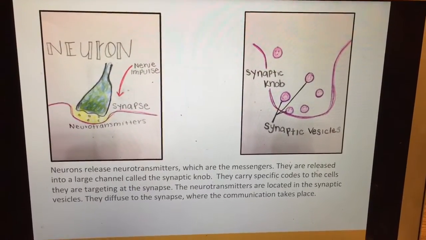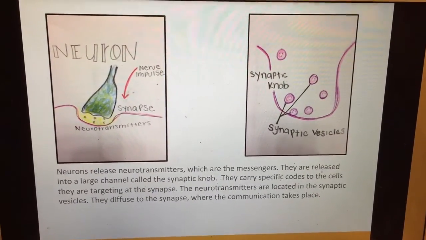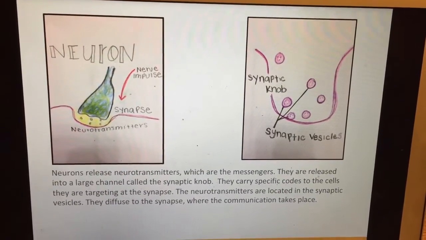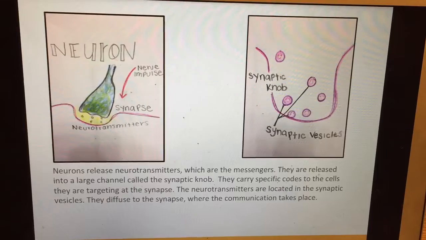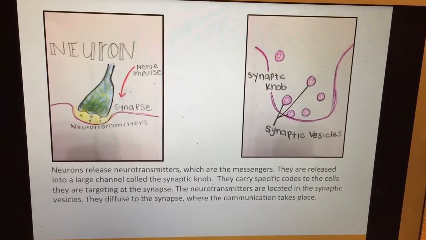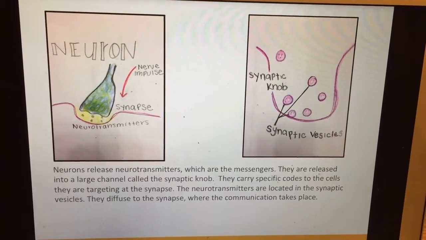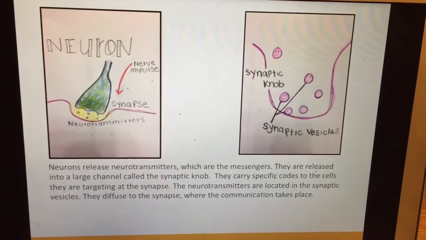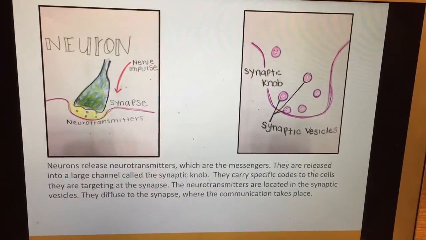Please notice the synaptic knob, synaptic vesicles, releasing neurotransmitters, ACh, into the synapse, where it will then communicate with muscle fibers or cells.